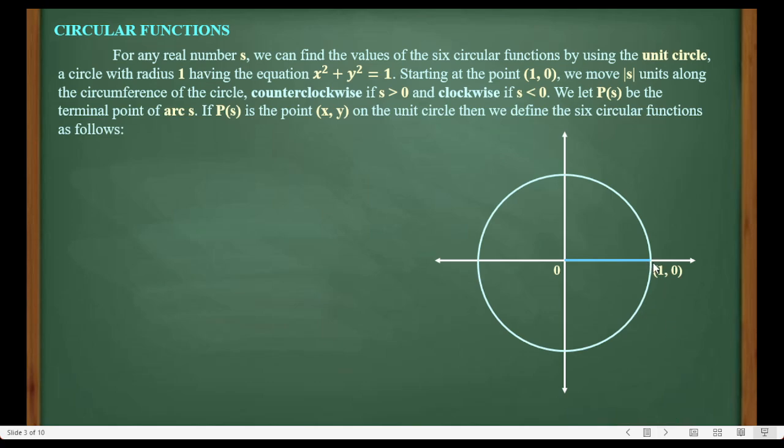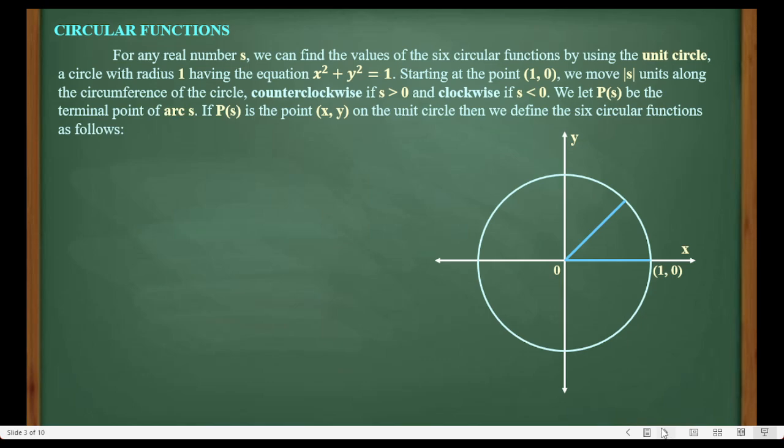Along the arc of the circle, we have 1, 0. So this is the starting point along the unit circle, which is 1, 0 again. And of course, we label the vertical axis as your y-axis, while the horizontal axis is your x-axis.